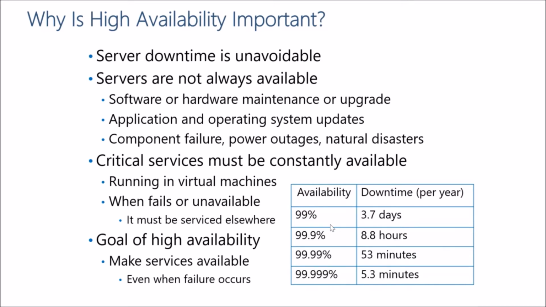So servers are not always available. Server downtime is unavoidable. Even if you do everything that's possible, there's always going to be some level of server downtime. Software and hardware maintenance or upgrades are what we call expected. They're all planned, aren't they? If you're going to upgrade or maintain the software or hardware, it's planned.